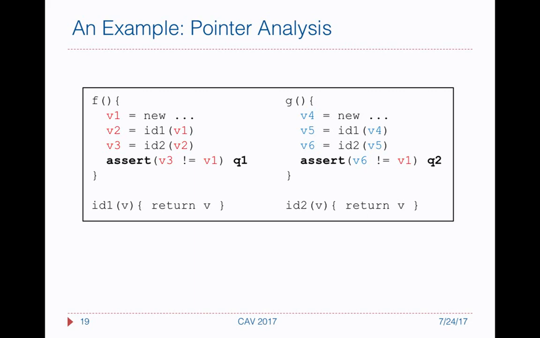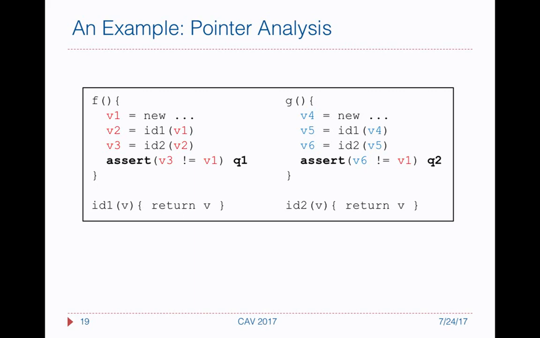So let us look at a very common kind of program analysis for imperative programs called pointer analysis. What we have here is a program with two functions, f and g, that have 6 global variables, v1 through v6. And there are 2 helper functions, id1 and id2, that simply return the argument.